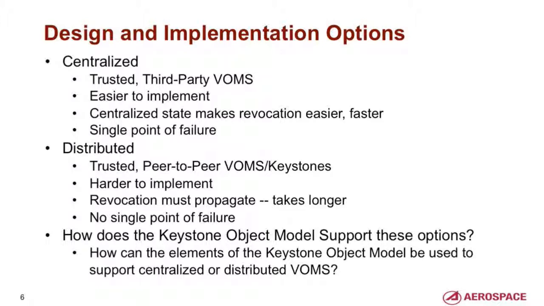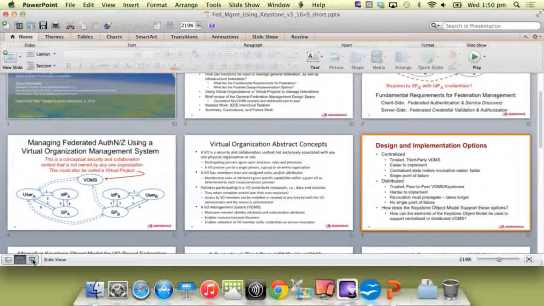We can talk about distributed implementations, and this is where you would have to have trusted peer-to-peer VOMS or Keystones that would talk to one another. These would typically be harder to implement. Revocation takes longer because it has to propagate, but you could say there's no single point of failure. Okay, so now this is something I think is very important: how does the Keystone object model support these options?